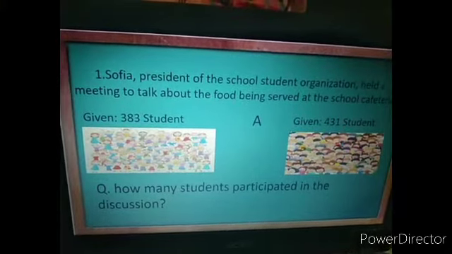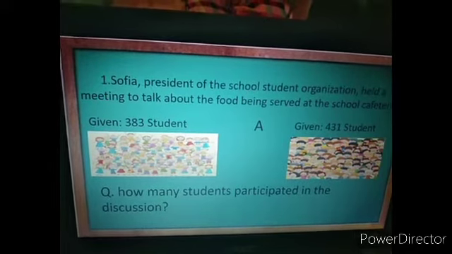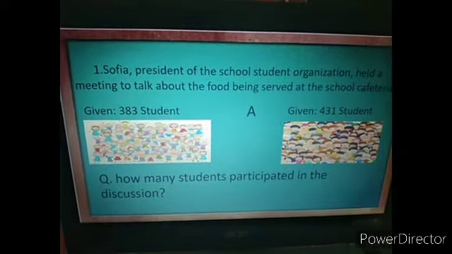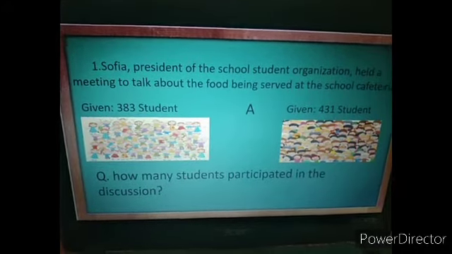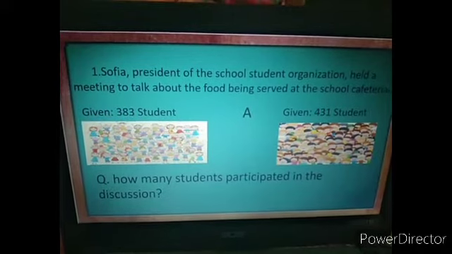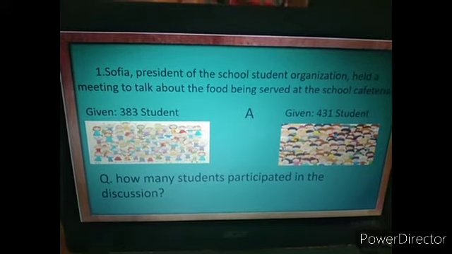Class, for today we're going to solve some problems in addition and subtraction. Are you ready? Okay, let's start. Number one, we have A to E. We should solve it one by one. Okay, so number one, let's proceed.